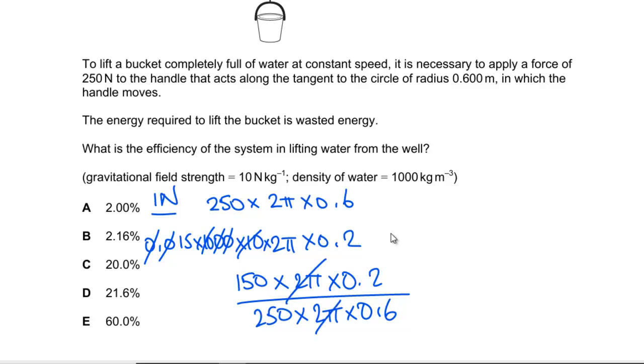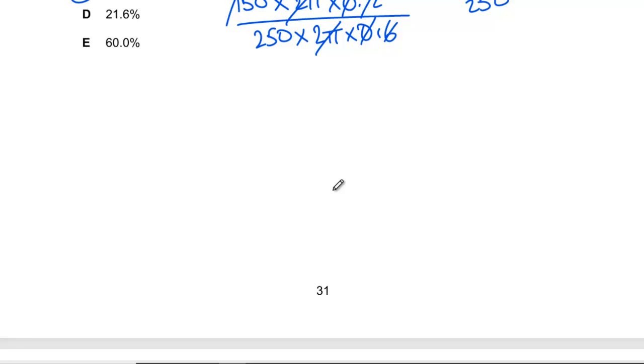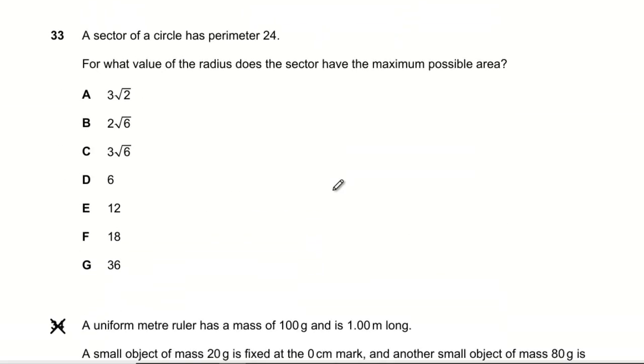Okay, so they're cancelling. Get rid of those. We've got a third of that, which makes it 50. So we've got 50 over 250. So we've got 20%. That's not very good, is it? But still, bit of a crummy setup for getting that water out.